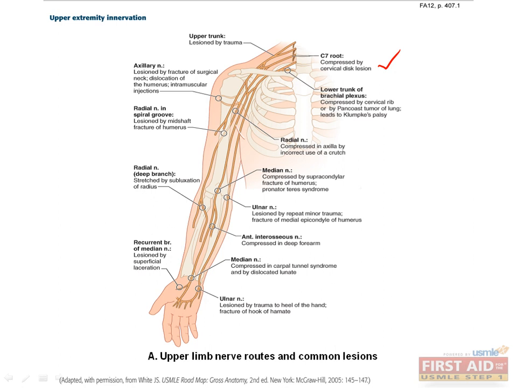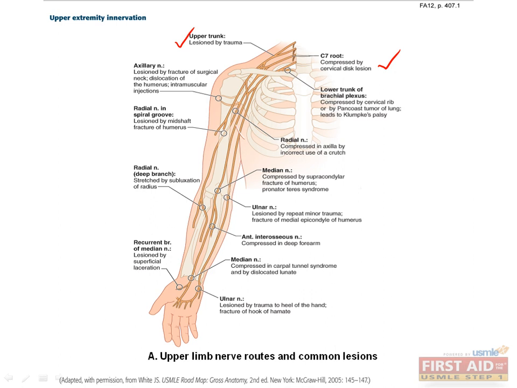Next, we look at the upper and lower trunk injuries. The upper trunk is most commonly injured by trauma, especially direct trauma to the tip of the shoulder, and is called an Erb-Duchenne palsy, or colloquially a waiter's tip palsy. You'll see this discussed in much greater detail in a few more pages.